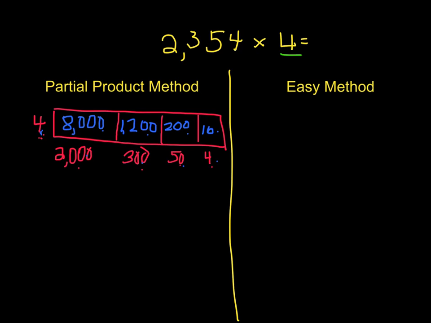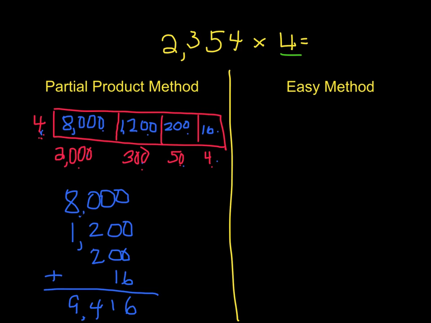Now I'm ready to add those partial products together to get the final product. So when I add up those partial products, I get a final product of 9,416. Now I'm ready to show you the easy method, which is closer to the traditional algorithm.